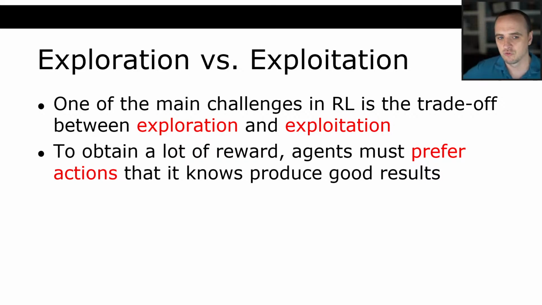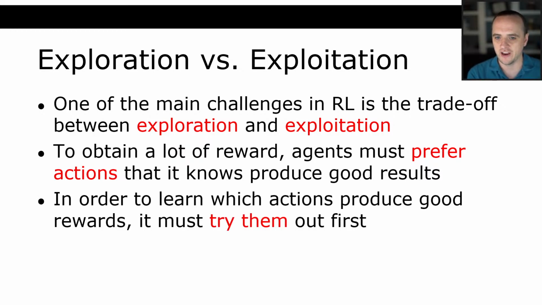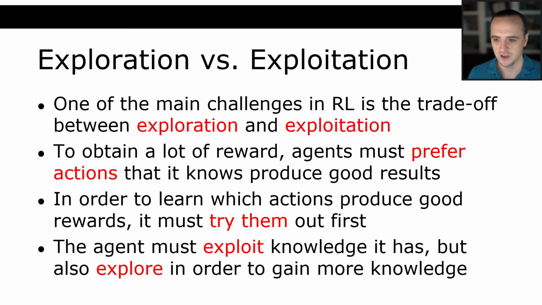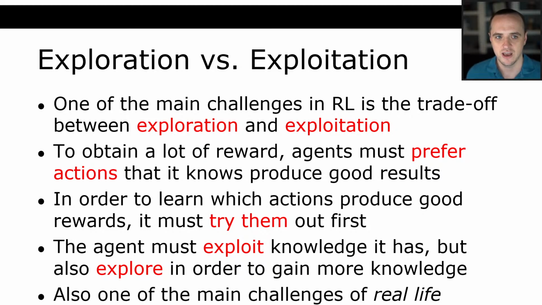To obtain a lot of reward, agents must prefer actions that they know produce good results. But in order to learn which actions produce good results, they have to try them first, right? So the agent must exploit the knowledge that it has, but it also has to explore in order to gain that knowledge. And in my opinion, this is one of the main challenges of real life, too.